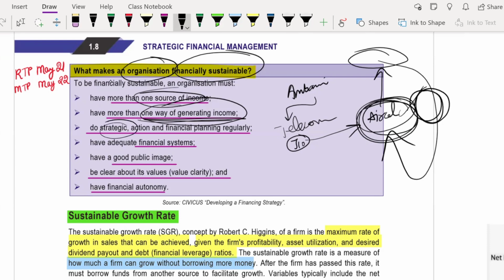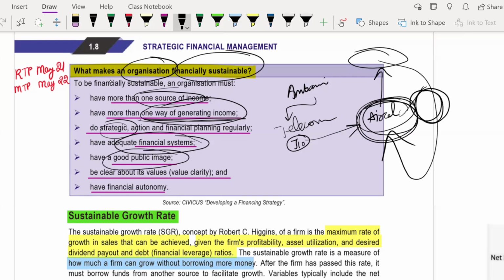Then you must strategically plan, and you must plan regularly. Whatever finances you have in your hand, how are you going to allocate it? What action are you going to take towards it? What strategies should you have for it? You must do the planning for it regularly. And you should have adequate financial systems for it. You must always keep in check where your money is going, where your money is coming from, who is approving the money to go outside, and who is approving the money to come inside. All of these you should have.